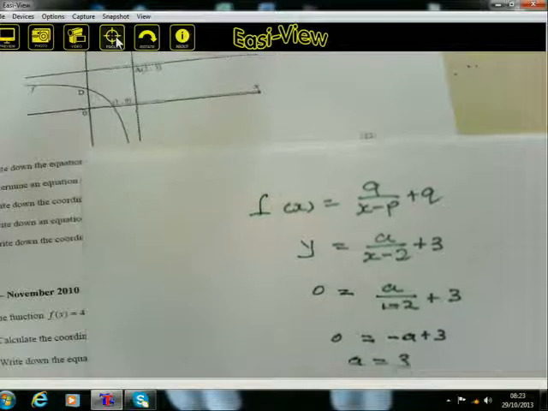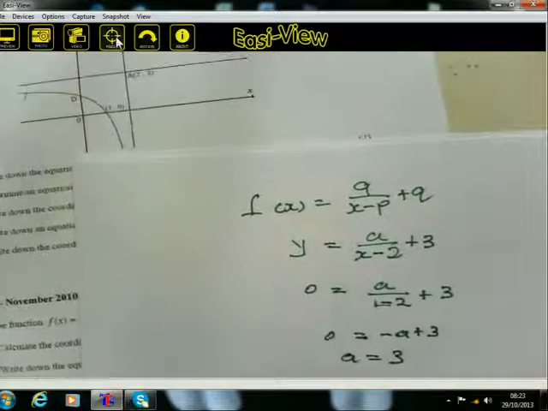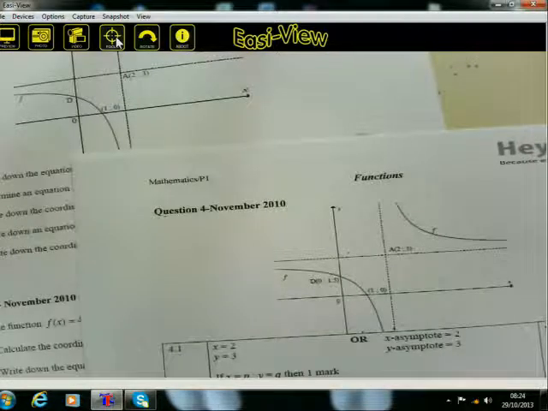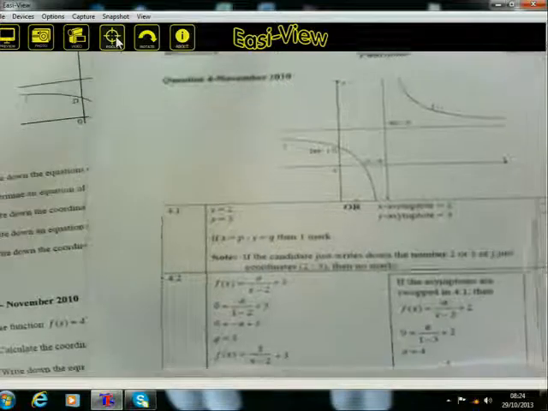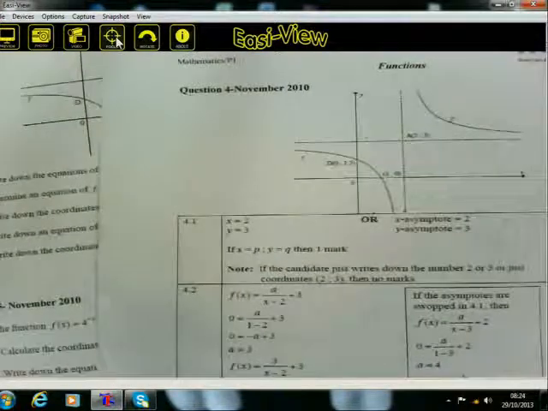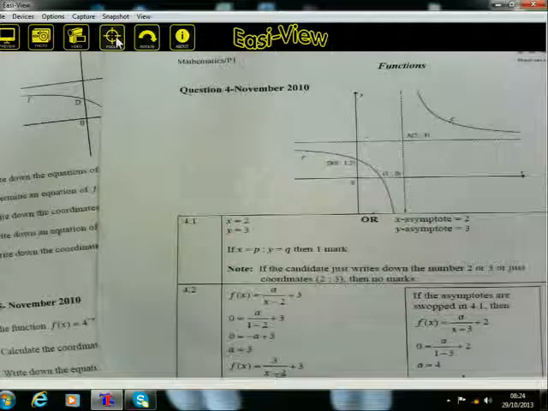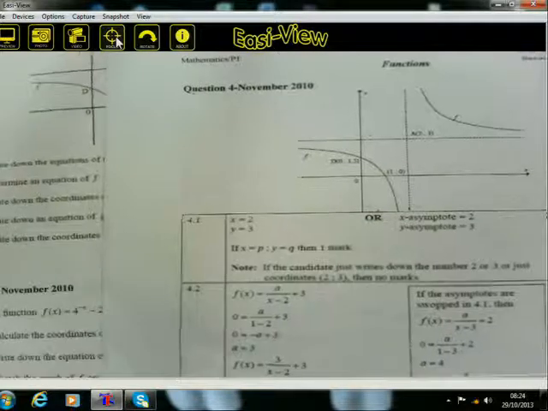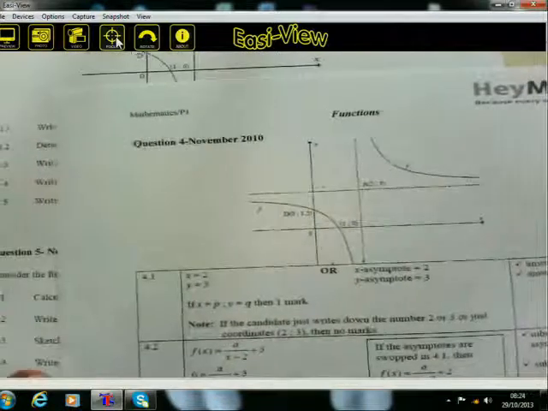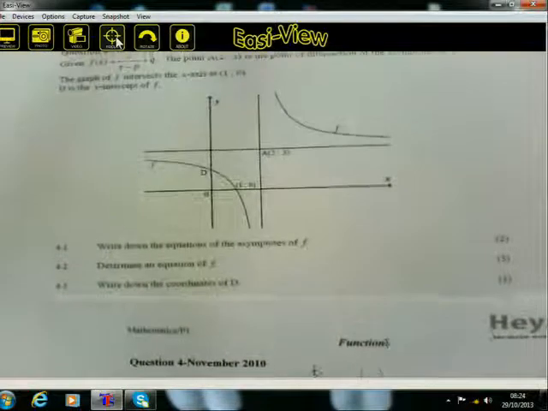And then after getting the value of a, now we write the equation. Our equation in this case becomes f of x is equal to 3 over x minus 2, plus 3. Are we happy with that? Great, we are happy. I can see that everybody is jumping, saying, hey, we got this one. Very good. The next question is the coordinates of D.